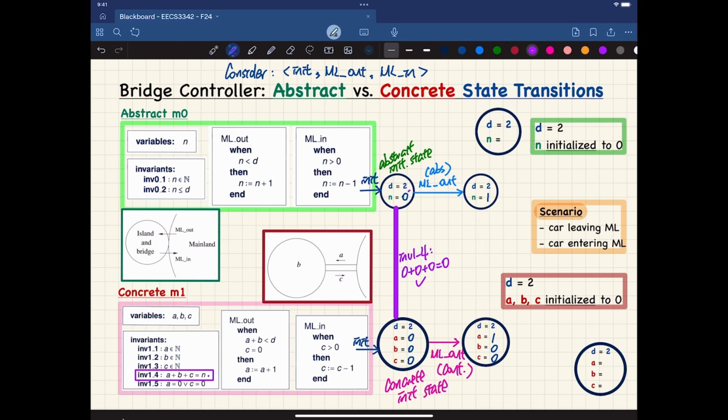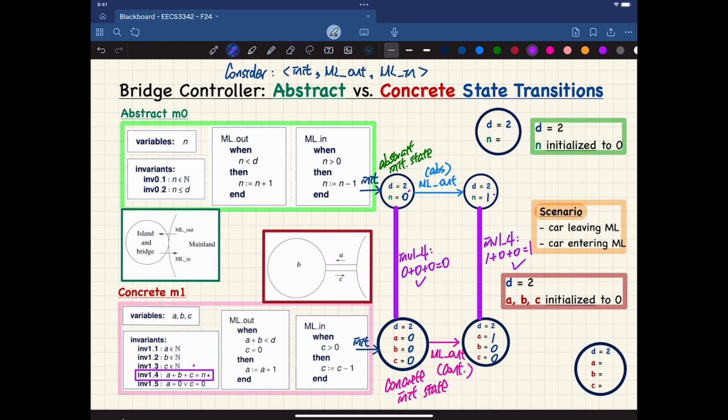And then I'm going to, again, try to link them together. And I'm going to use the same invariant, invariant 1.4. All right? So now, A plus B plus C will be 1 plus 0 plus 0 equals n, which is 1. Check. The same. All right? So you kind of see the idea.